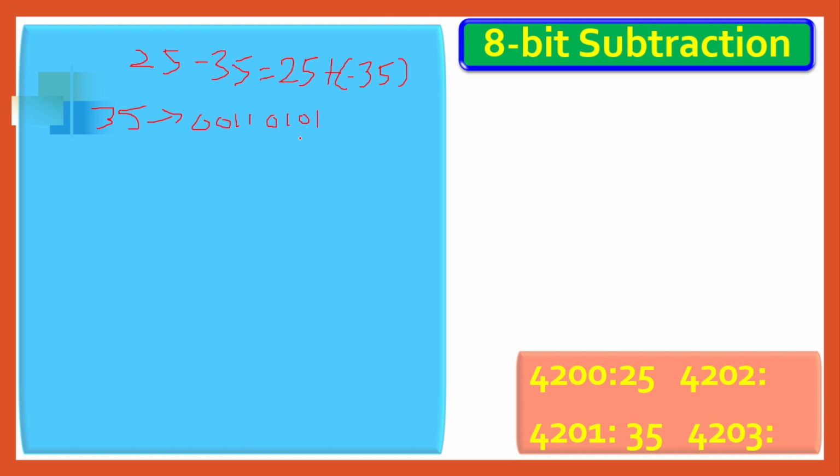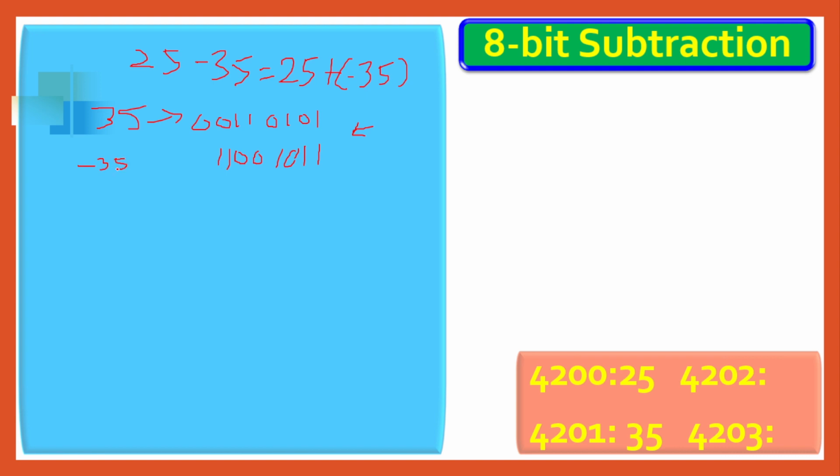This is 35. The direct method for 2's complement is to look from the LSB up to the first logic 1 and copy it. In this case, the first logic 1 is on the first bit itself. So you take 1 here, and complement everything remaining. So this is minus 35.